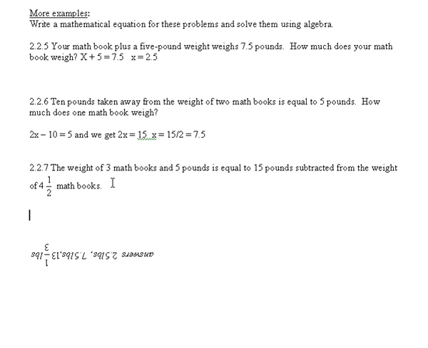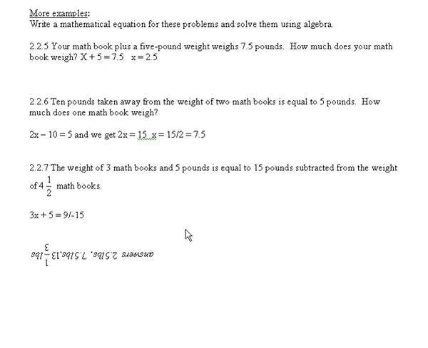Let's try this one here. This one says the weight of 3 math books and 5 pounds. We don't know how much a math book weighs, so 3 math books, 3 times the weight of a math book, that's what x is, and 5 pounds is equal to 15 subtracted from, so we're taking off the 15, so that's 15 subtracted from the weight of 4.5 math books. Well, 4.5 is the same as 9/2. Okay, switching this to an improper fraction. 2 times 4 is 8, 8 and 1 is 9, so we'd have 9/2.